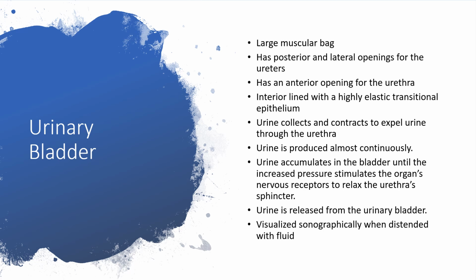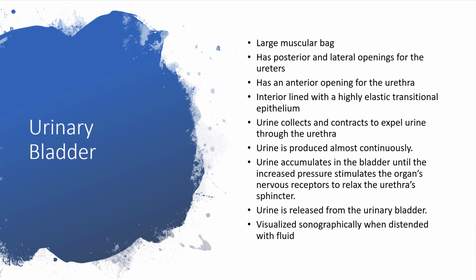Once the ureters pass into the bladder, it is going to hold the urine until we expel it through the urethra. So this is going to be a large muscular bag, and it has posterior and lateral openings for those ureters. The urethra is going to sit anterior, so the opening for the urethra is more anterior than where the ureters dump in. The interior is lined with very highly elastic transitional epithelium. That's what allows it to expand and contract.